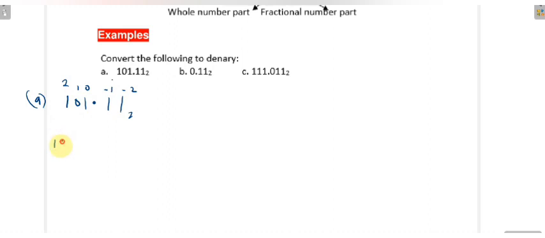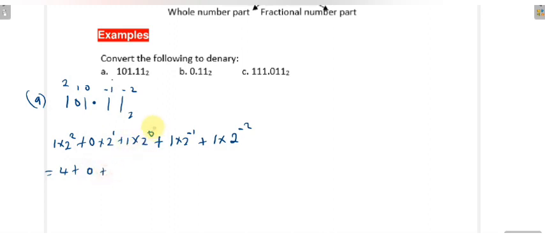So this is going to be 1 times 2 raised to power 2 plus 0 times 2 raised to power 1 plus 1 times 2 raised to power 0 plus, you notice I'm not writing the point, I'm using plus instead of the point, plus 1 times 2 raised to power minus 1 plus 1 times 2 raised to power minus 2. So when we express this, 1 times 2 raised to power 2 will be 4, plus 0 times this will be 0, plus 1 times 2 raised to power 0 is 1, 1 times 1 is 1, plus 1 times 2 raised to power minus 1, plus 1 times 2 raised to power minus 2.